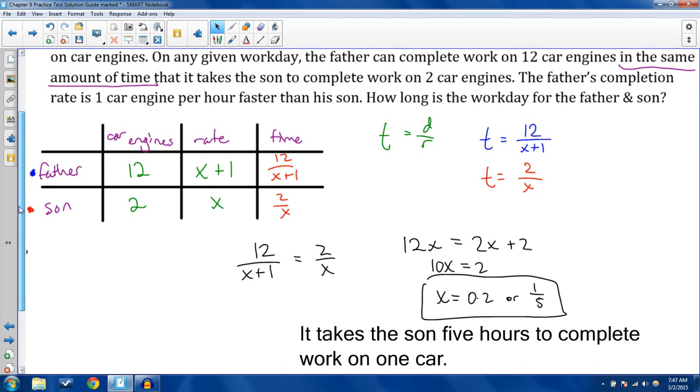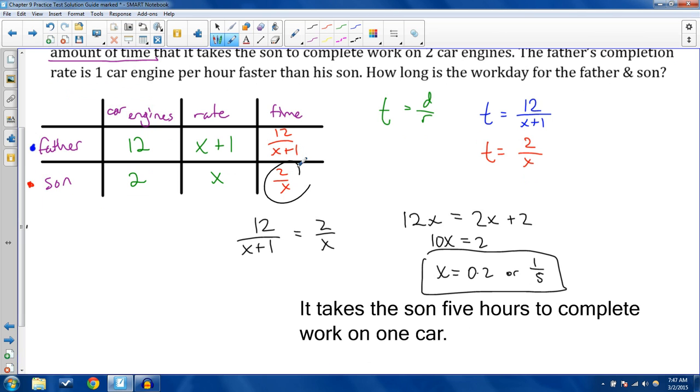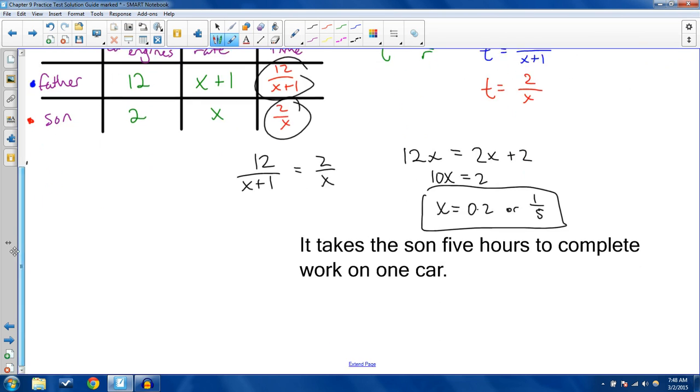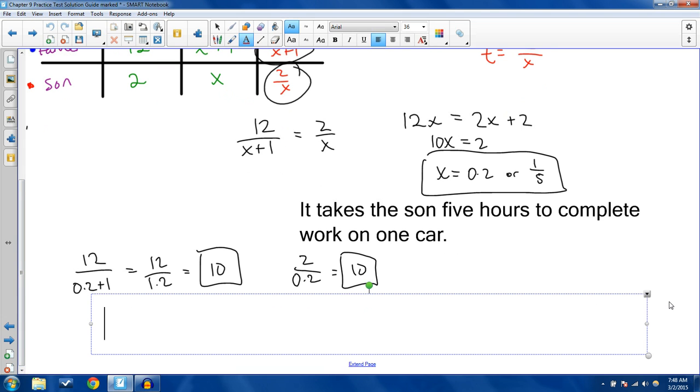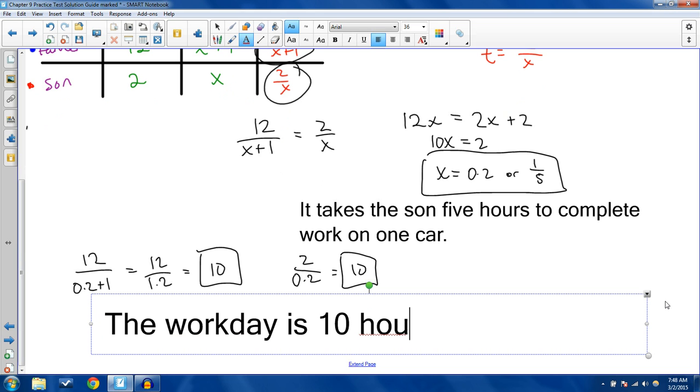But the question is not that. The question is how long is the workday for the father and son. So again, let's substitute 0.2 for x in either equation and you'll get the same amount of time. If I do 12 over 0.2 plus 1, that's 12 over 1.2, that is 10. Or if I do 2 over 0.2, that is also 10. So the answer to the question being asked is the workday for the father and son is 10 hours. The workday is 10 hours long.